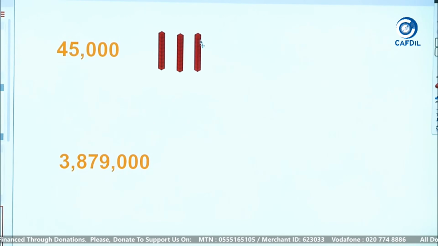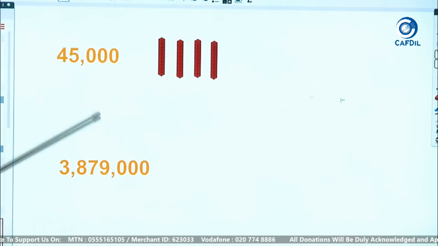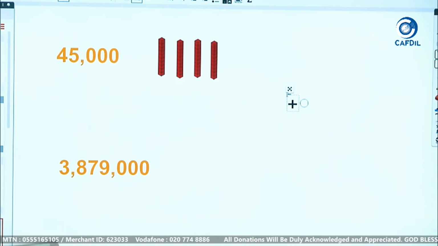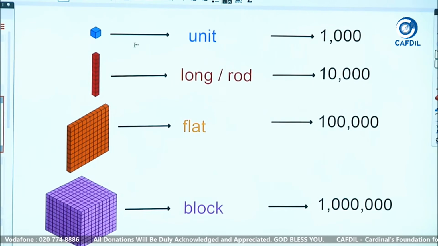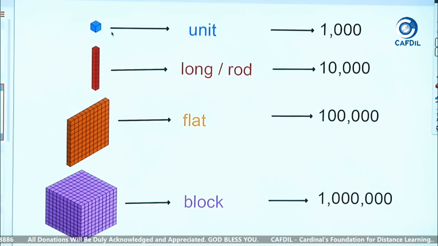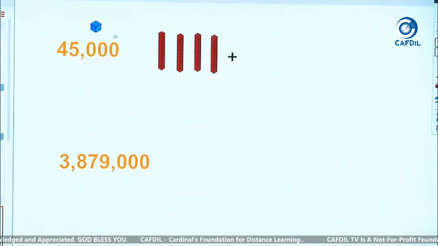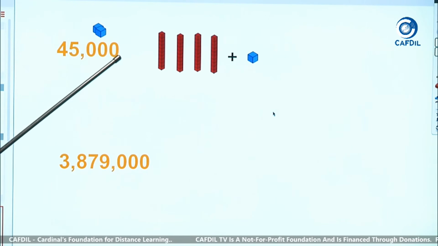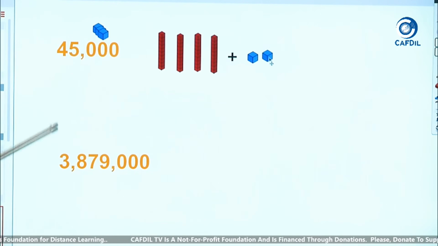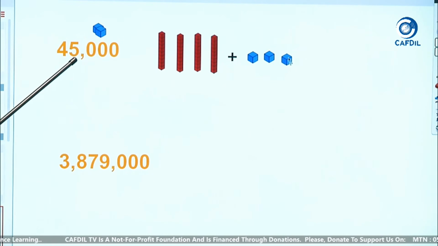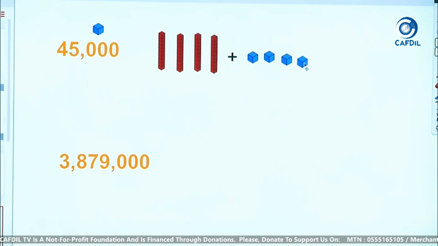So I'm modeling mine. I hope you are doing it as well. Good. So I have my 4 longs plus, what do you think will be the next one that we'll use? Yes, it's the units. And how many units? 5, because we have 5,000. If we are to expand this number, we're going to have 40,000 plus 5,000. And 40,000 plus 5,000 is 45,000.